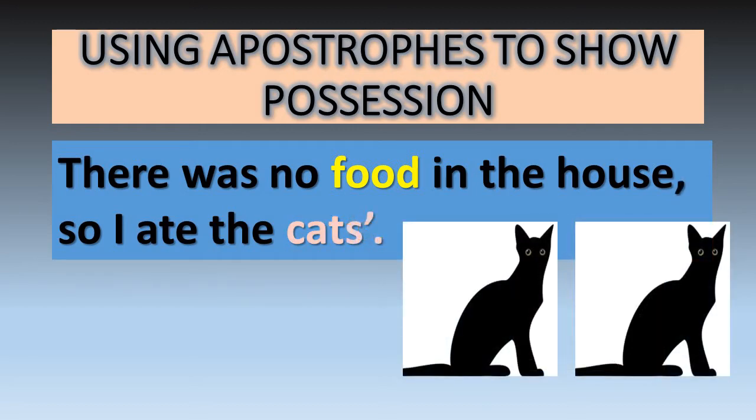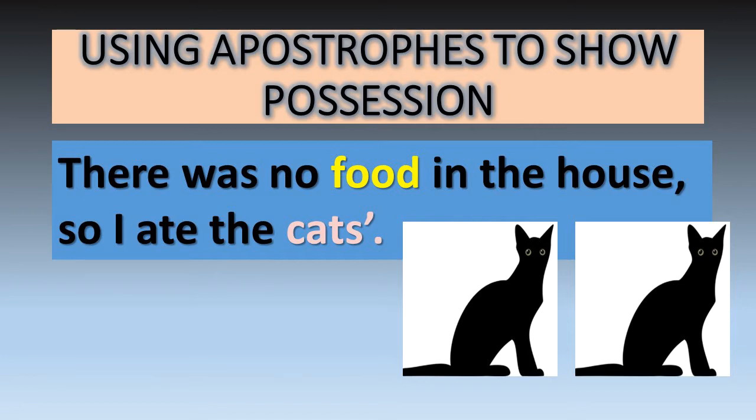Now in this sentence here, we've got two cats. There was no food in the house, so I ate the cats'. We've eaten the cat's food, and there's more than one cat. So we've pointed the apostrophe at cats. So we know that that's a plural. Now the apostrophe here completely changes the meaning. If it's pointing at cat, we know it's one cat. If it's pointing at cats, we've got more than one cat.